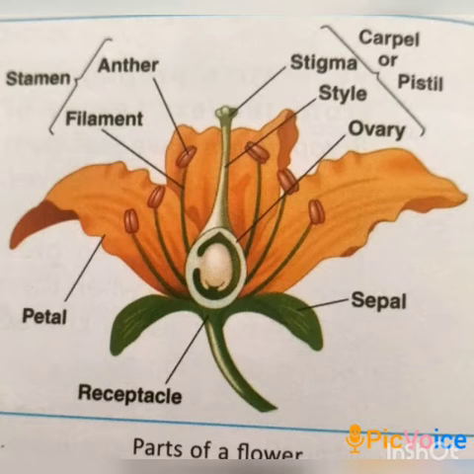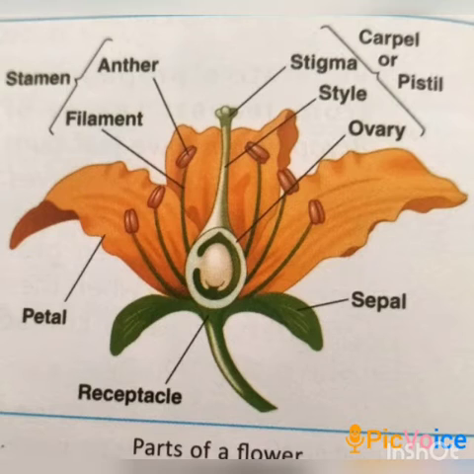Now, most flowers have sepals, petals, stamens, and pistils. Sepals form the outermost whole or green leaf-like structures. They protect the inner parts of the flower during the bud stage. Petals are usually brightly colored and may also produce fragrance. Due to their bright color, they attract insects for pollination.